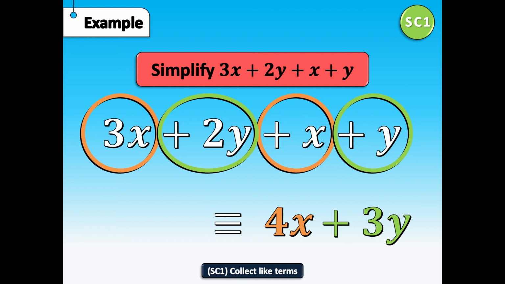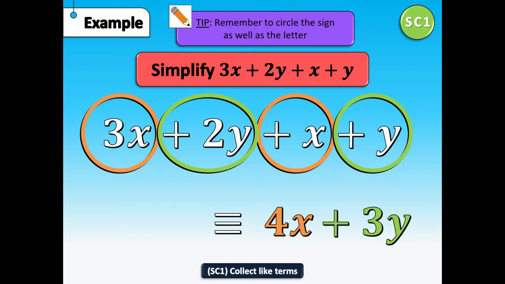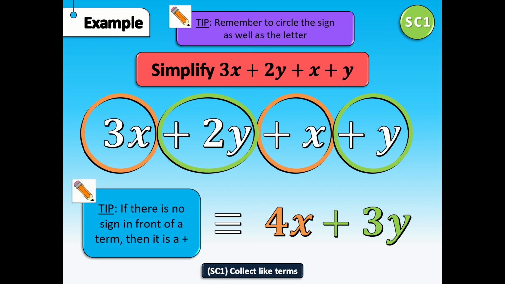You can think about it as how many x's you have and how many y's you have. You've got 3 x's and you add another x, so you've now got 4 x's. You had 2 y's and you added another y, so you've now got 3y. Remember to circle the sign as well as the letter, so you always use the sign that's in front of the number. And if there's no sign in front of a term, then it must be positive.